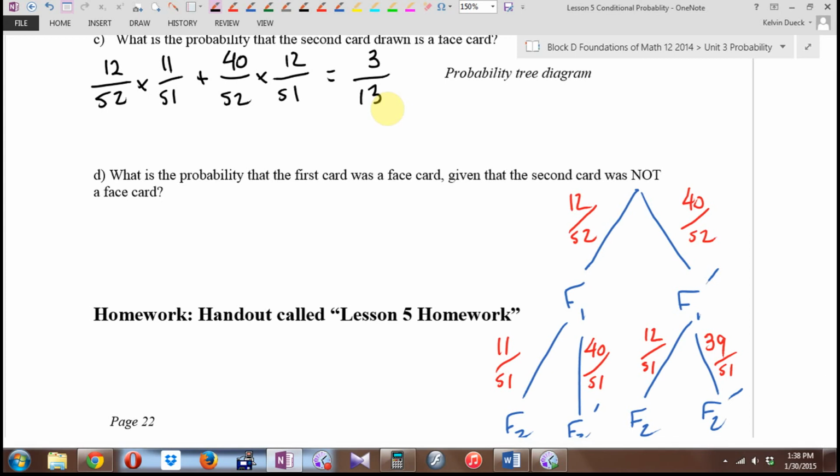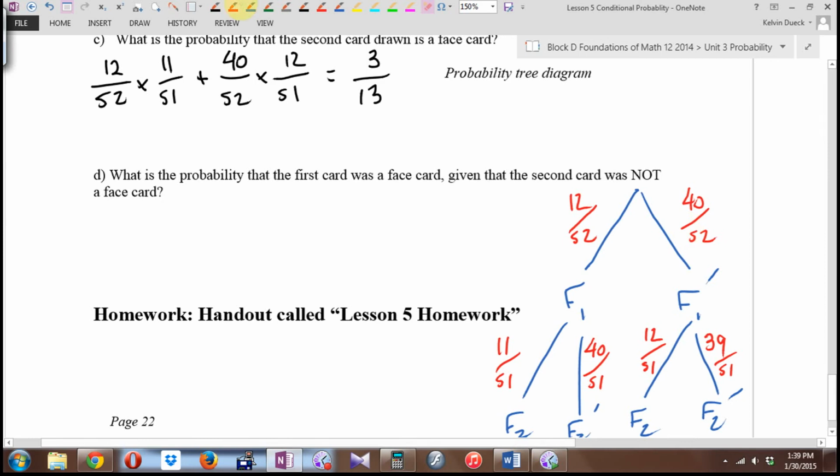Rachel, can you read D to me? What is the probability that the first card was a face card? Stop. What are they asking me to find? The probability that what? First card. Hey, that's this row. I'm already thinking this might be conditional because they're asking me to find something up here, not at the bottom. Keep reading. Given, there's my trigger word for conditional. Yep. The second card was not a face card.